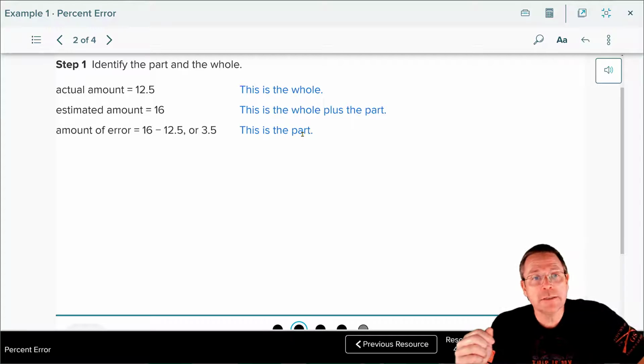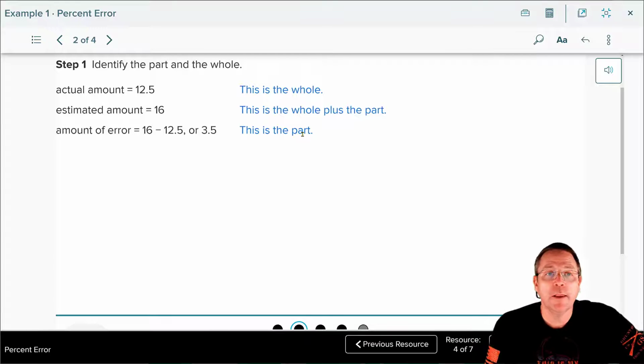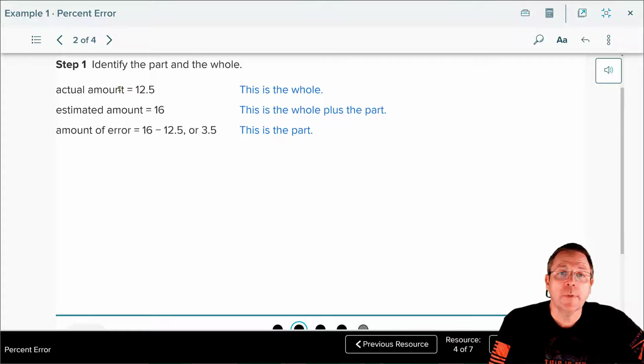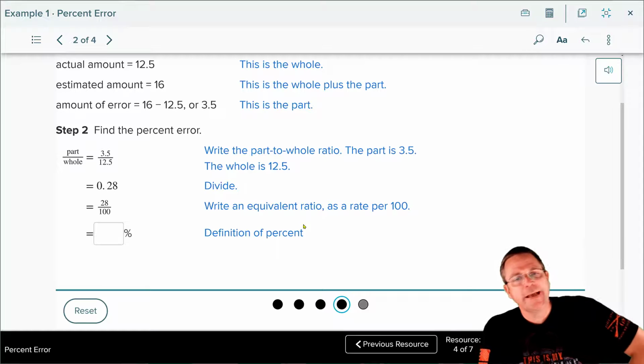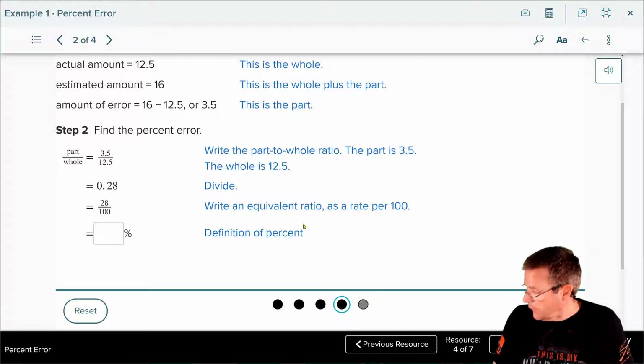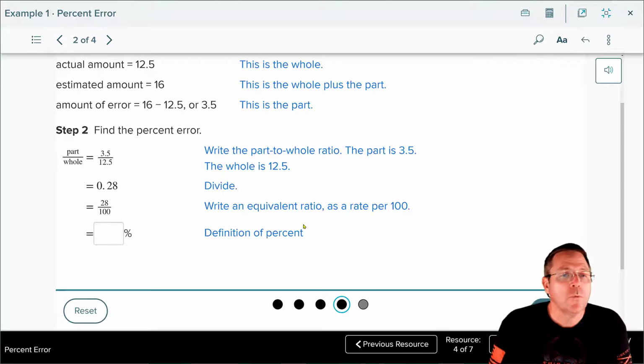Now, I think that sometimes the actual amount may be the whole, and sometimes the estimated amount may be the whole. It depends on which one's going to be larger, but we'll play with this and find out a little bit. From there, we're going to find our percent error. To do that, they set it up as a proportion.